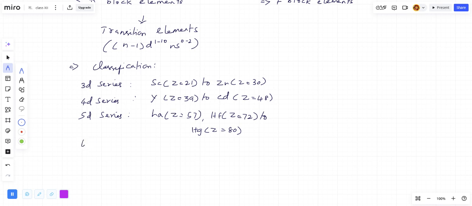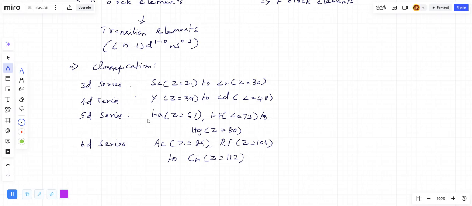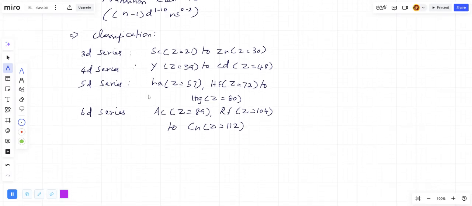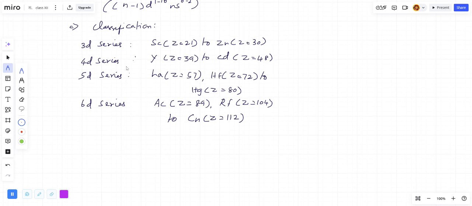And then the fourth classification is the 6D series: actinium, atomic number 89, then rutherfordium, atomic number 104, to copernicium, Cn, equal to 112. So these are the classification of D block elements. This is the first heading.